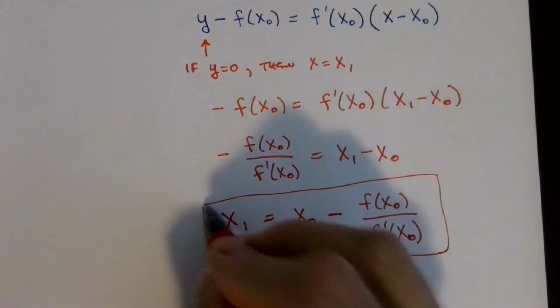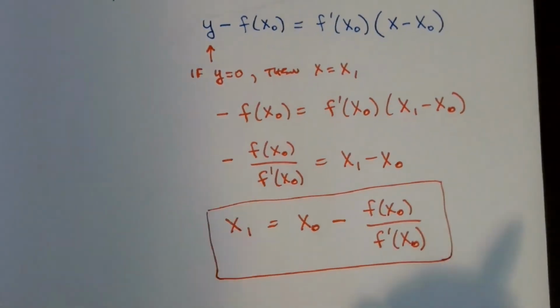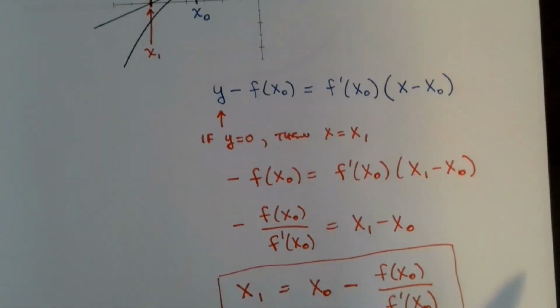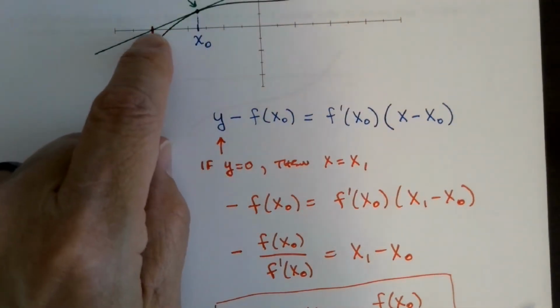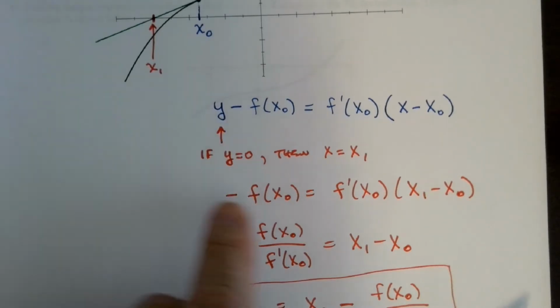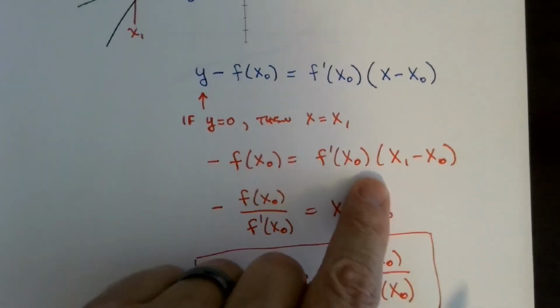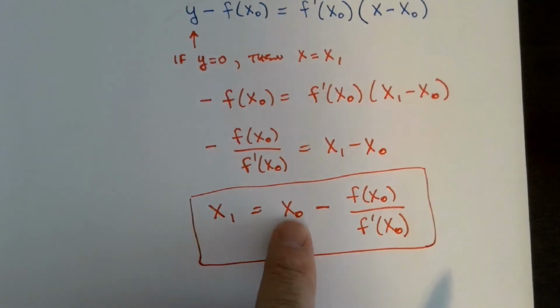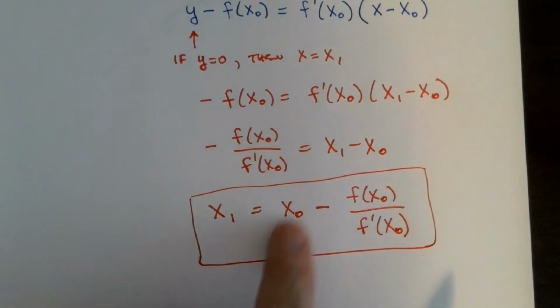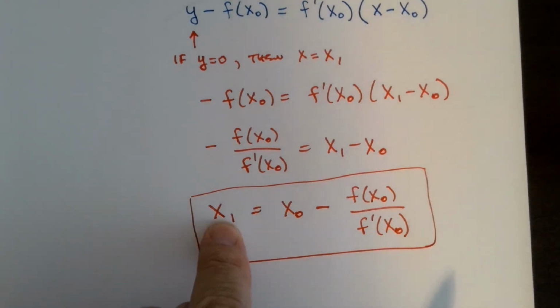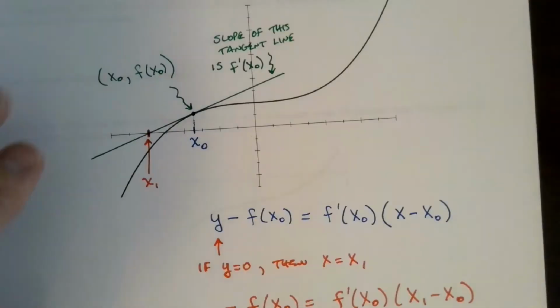So I can find the value of x sub 1, given the value of my initial guess, x sub 0. So I go up, I ride down this tangent line till y is 0, and I know x is x sub 1, plug that in, and then I can solve. So if you know x sub 0, and you know the function, and you know its derivative, you'll be able to calculate this, and you'll have your x sub 1. Okay? So where do we go from here?